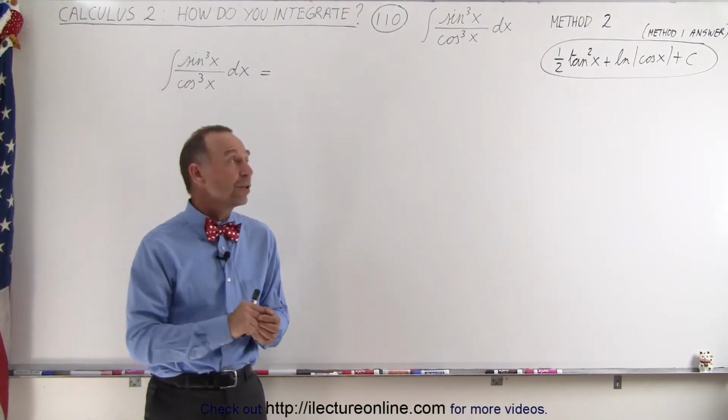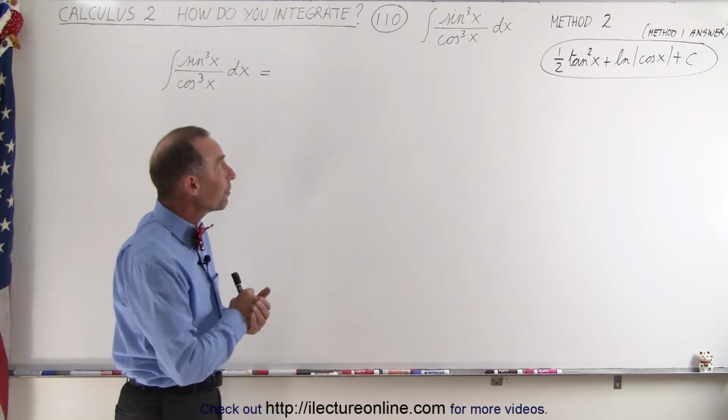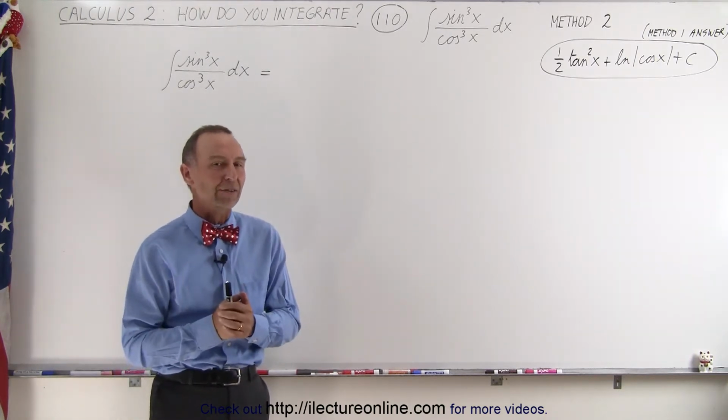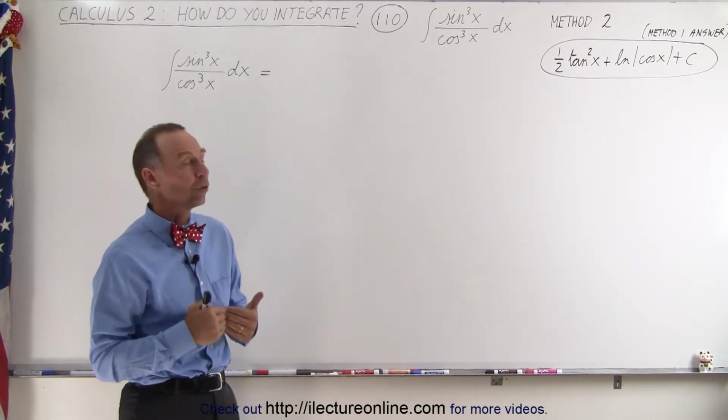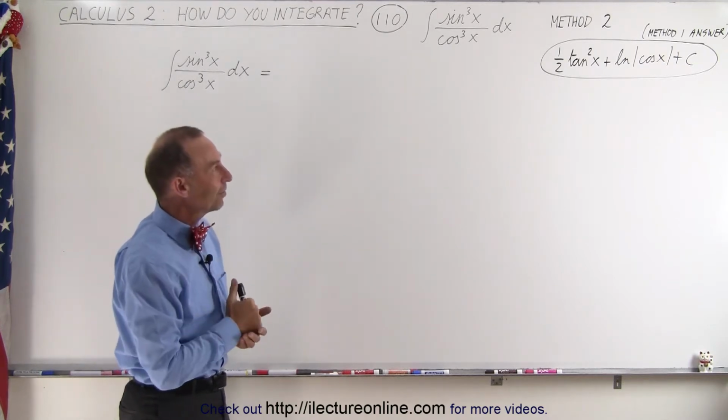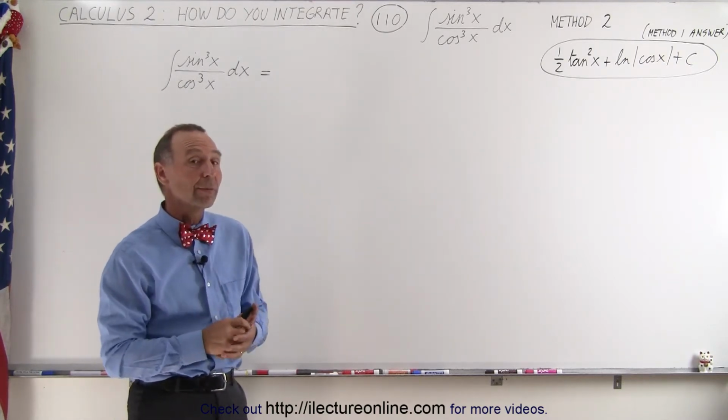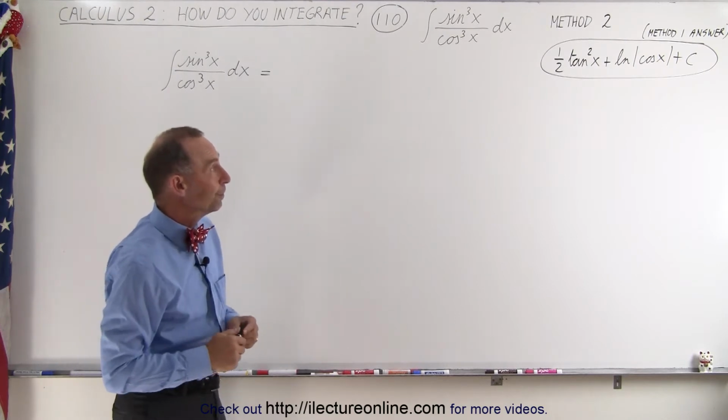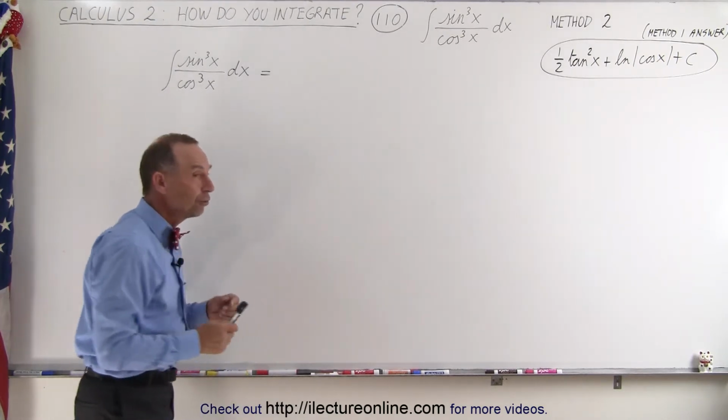Just like in the previous video, our integral is still the sine cubed of x divided by the cosine cubed of x. This is now going to be method 2 to solve this integral, and just so we can see what the answer was in the previous video using method 1, we have it on the board. So what we're going to do here is use a different trick.